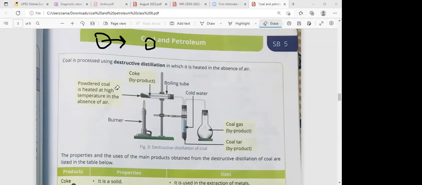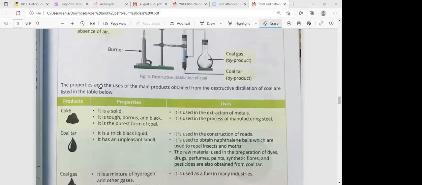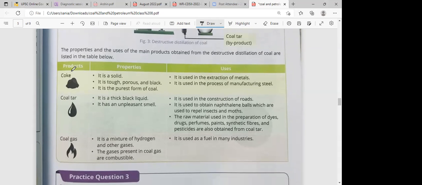Okay. Now see, the properties and the uses of the main product. Through this process, you are going to produce something, right? Maybe coal gas, maybe coal tar, anything. So, what are the properties of those things? First of all, you are going to produce coke.